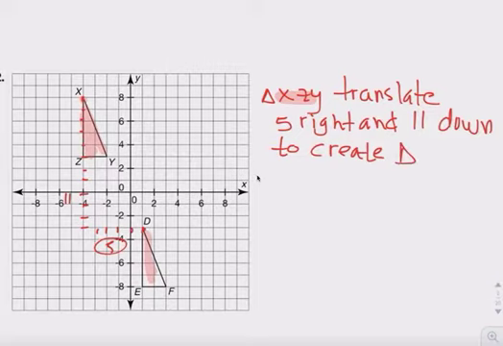To create triangle DEF, D goes with X, E goes with Z, and F goes with Y. So keep it in order. Make sure you're writing the correct corresponding letters to match it.